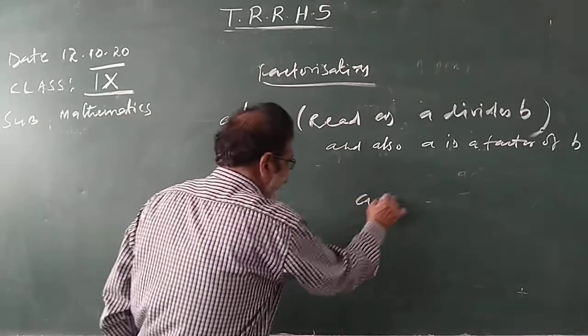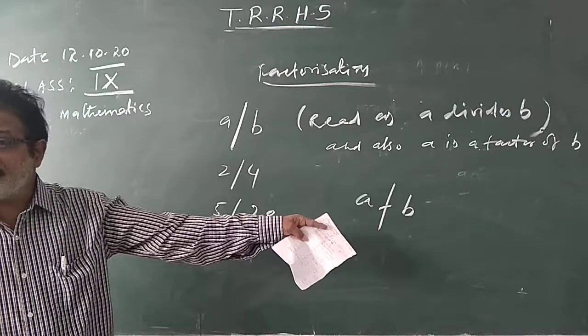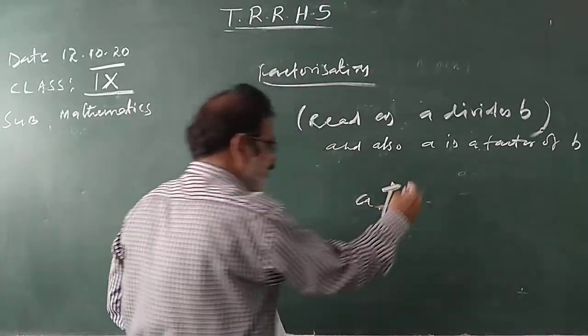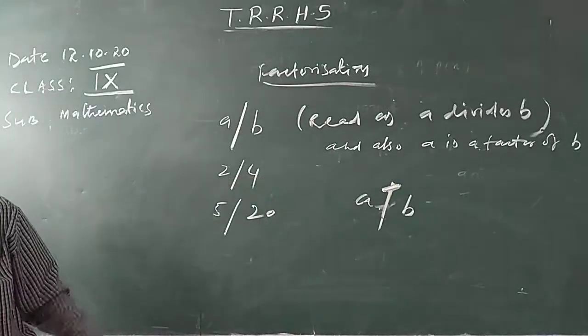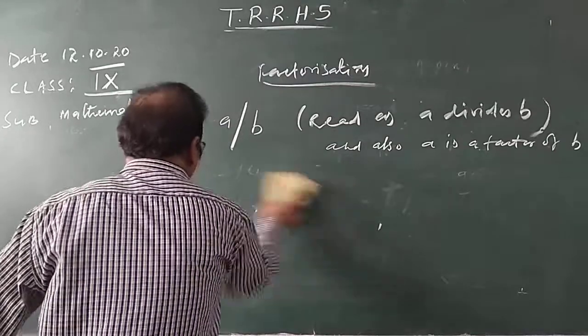If the symbol is like this, how do you read it? A does not divide B. When the cross is there, A does not divide B. A is not a factor of B. This you should remember.